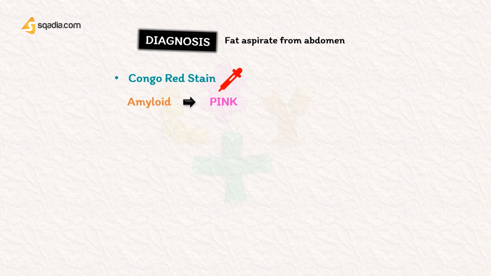The simplest method to get a sample is to aspirate fat from the abdomen, which is then further tested. A road to diagnosis is Congo red stain. Sample is then dyed with this stain, and amyloids turn pink with this stain.